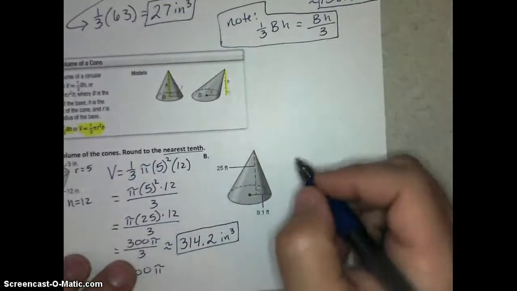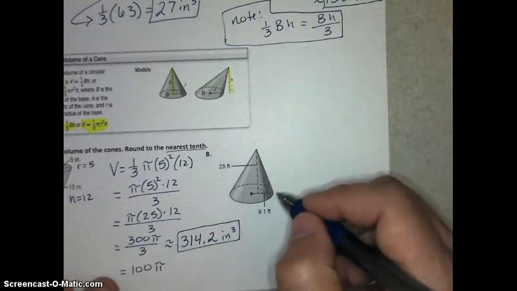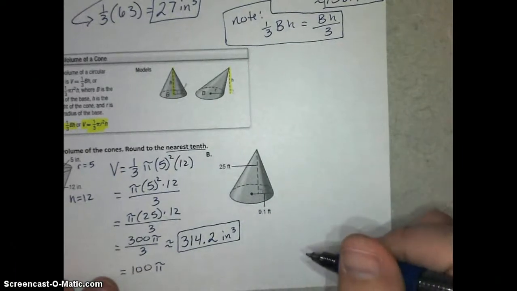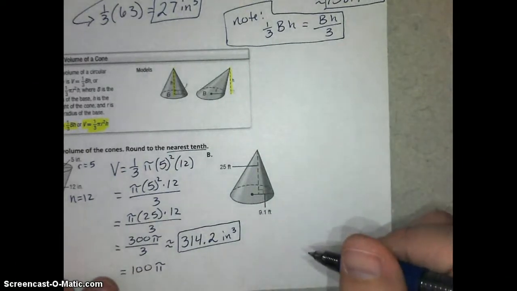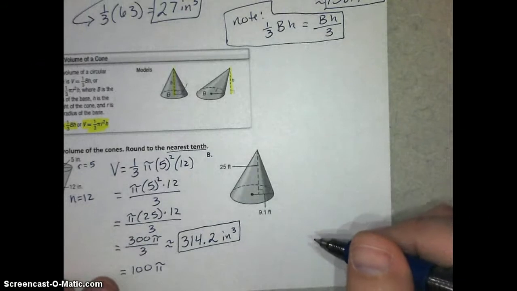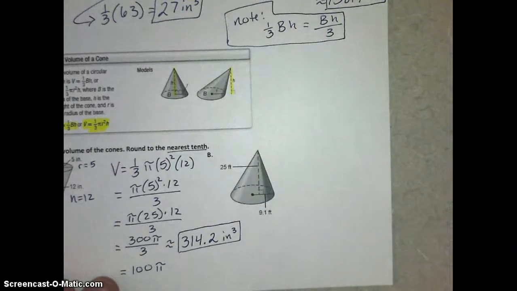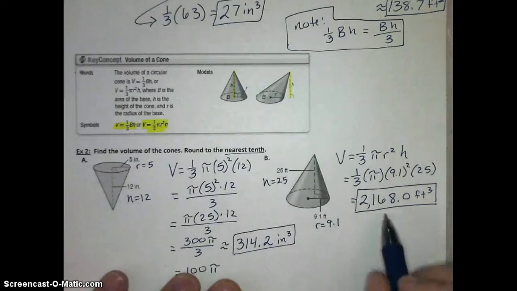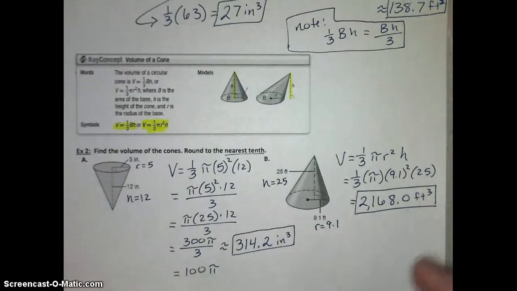All right, last example. Why don't you go ahead and try this one on your own, and when you think you have an answer, continue watching the video to check that answer. All right, pause the video if you need more time. Otherwise, this is what we should get. About 2,168.0 cubic feet. That's actually 2,167.96, but that makes me round it up to 2,168.